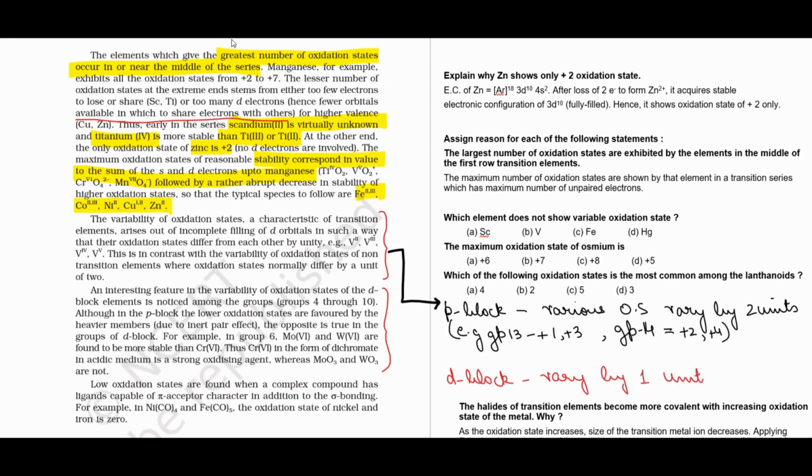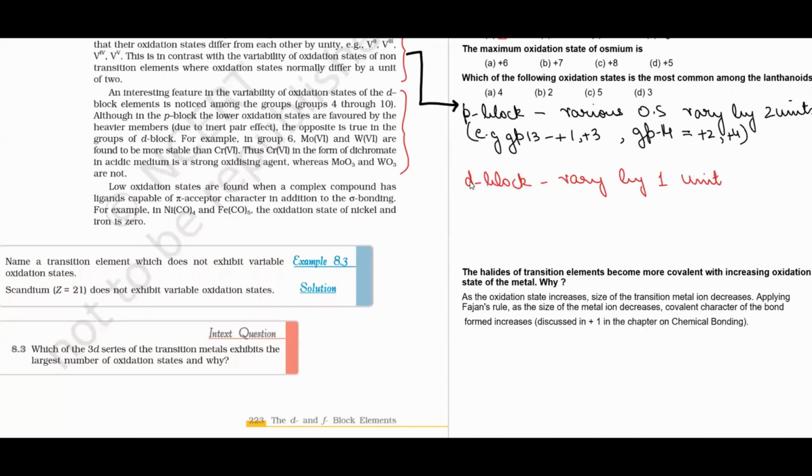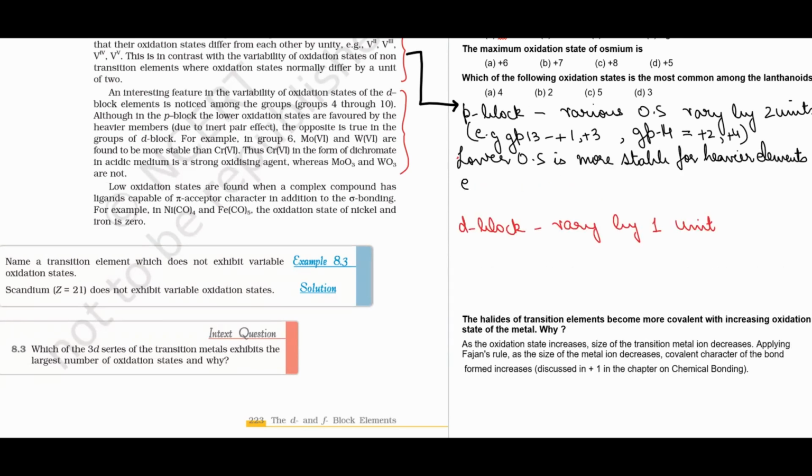The oxidation states variability is +1, +2, +3, +4, and so on. And another difference for P block, the lower oxidation state is more stable for heavy elements. For example, for group 13, thallium shows dominatingly +1. For group 14, lead shows dominatingly +2.